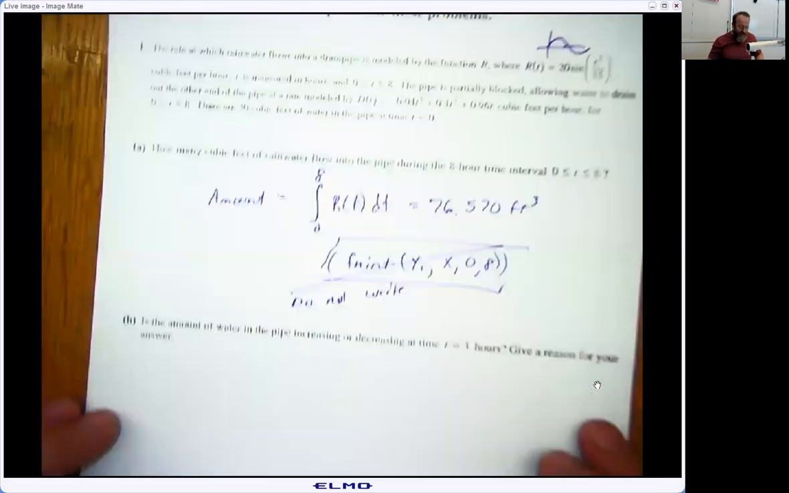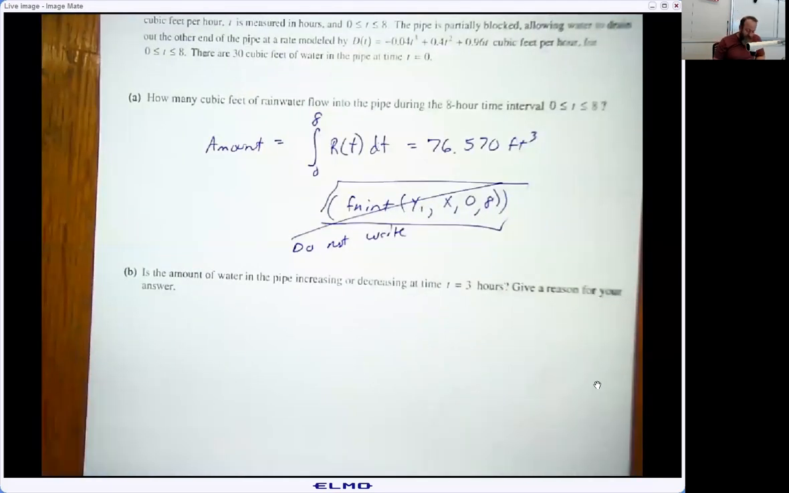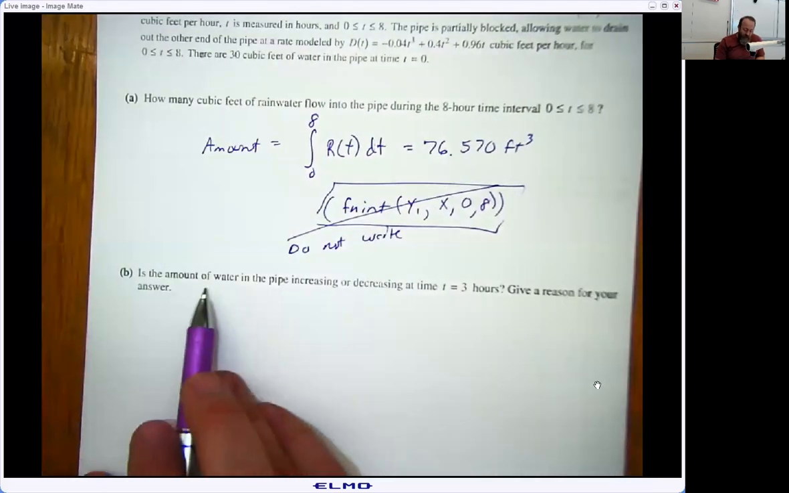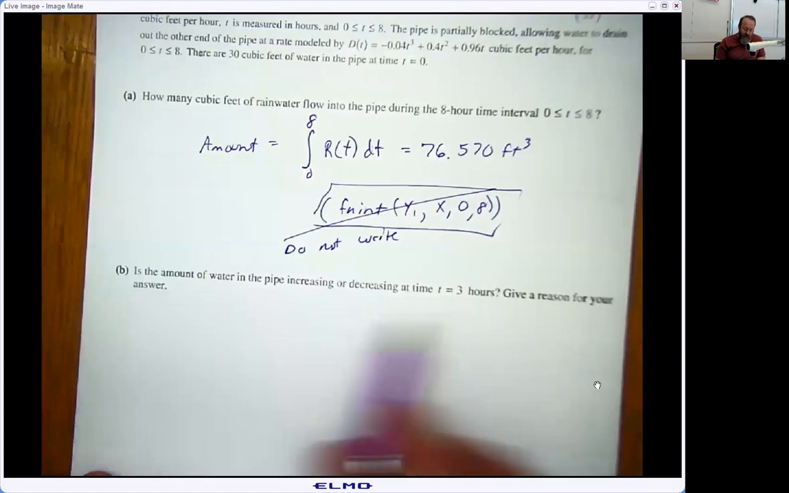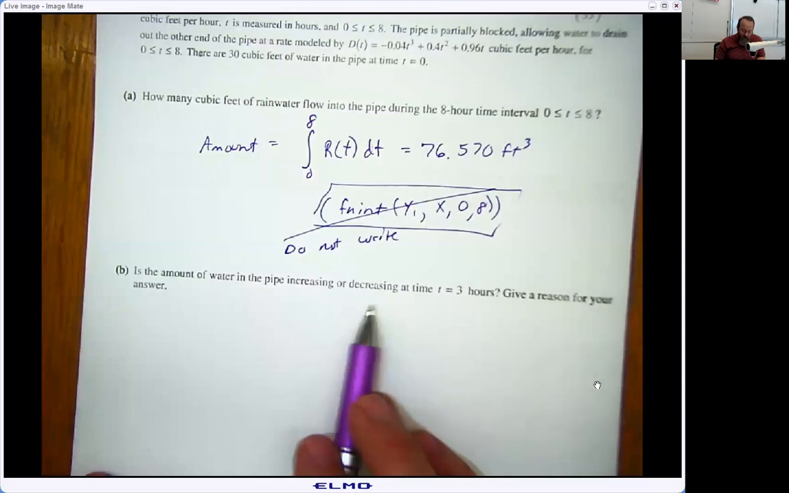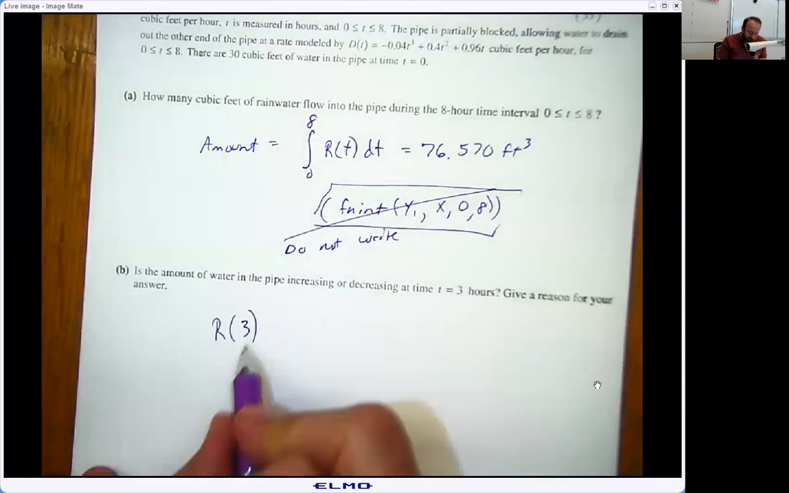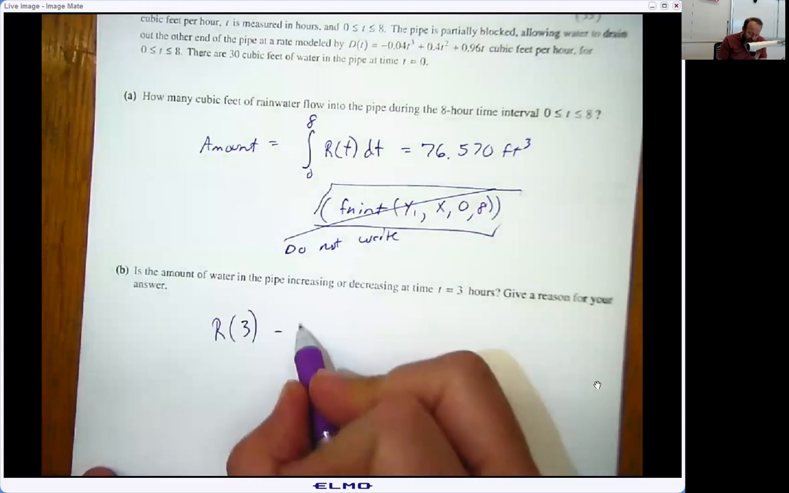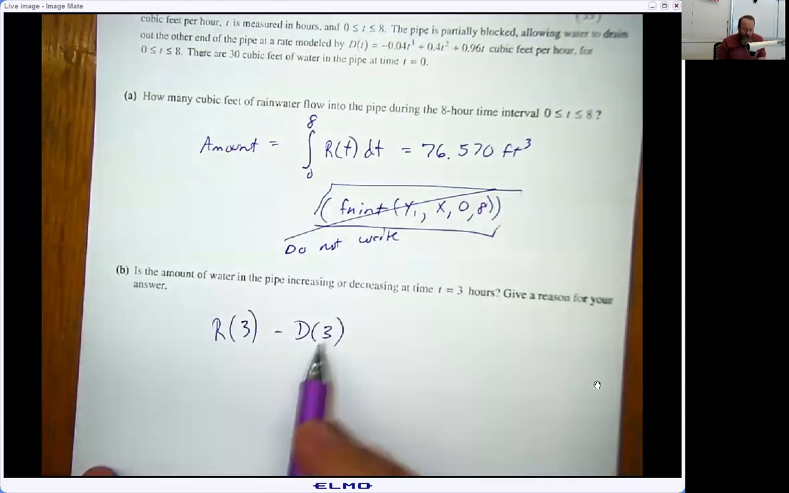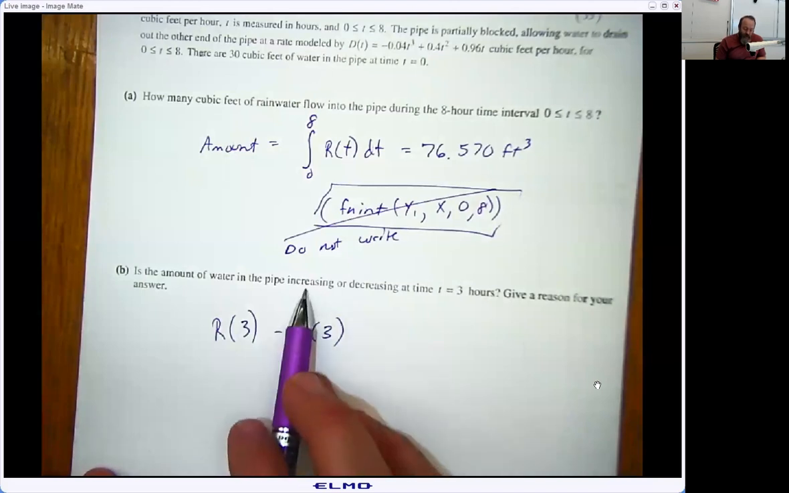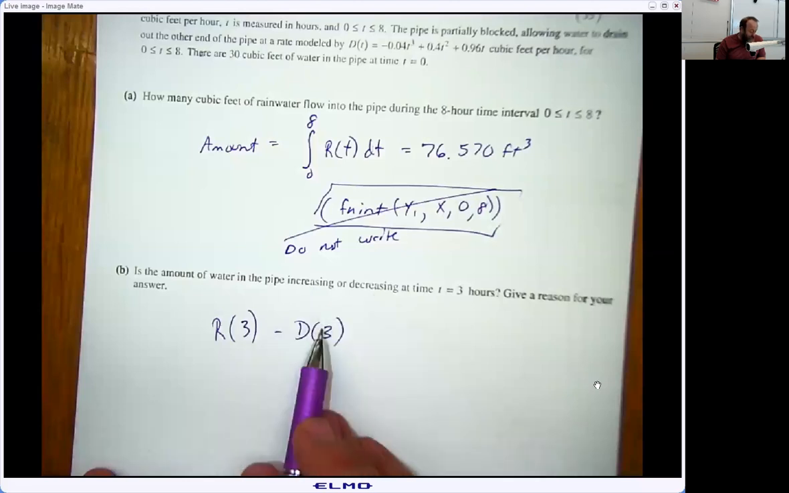I'm just telling you that that's how I got that information without physically showing you doing that on my calculator. Okay, so now moving on a little bit further, they're asking you, is the amount of water increasing or decreasing at that time? So the question is, is more water coming in or is more water going out? If we look at R of 3, which is the amount of water that's entering the pipe, minus D of 3, which is the amount of water that's leaving the pipe, if this was positive, then the amount in the pipe would be increasing. And of course, if it was negative, it was decreasing.